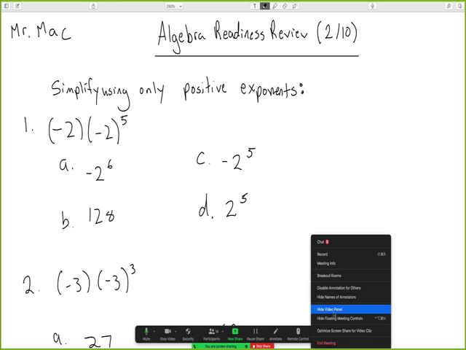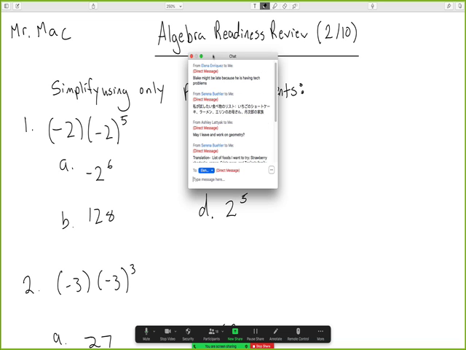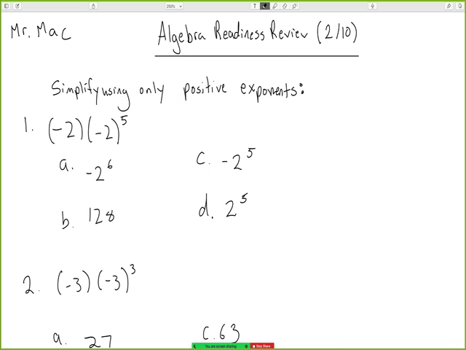Send me the chat if you have the answer on Zoom. I'll give you another 30 seconds. Alright, if you haven't sent it in, send it in right now.